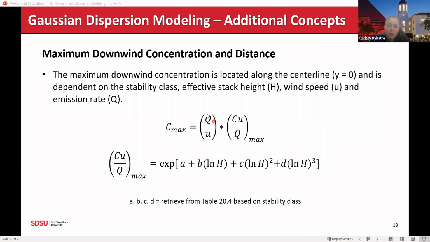So if we have this, we can come up with this equation that our C max is equal to Q, this is our mass emissions rate, U, this is our wind speed at actual stack height, and then this term right here. And a lot of times this can be confusing because this is one term. This is all one number. Don't try to split it up. Just treat this as one variable.